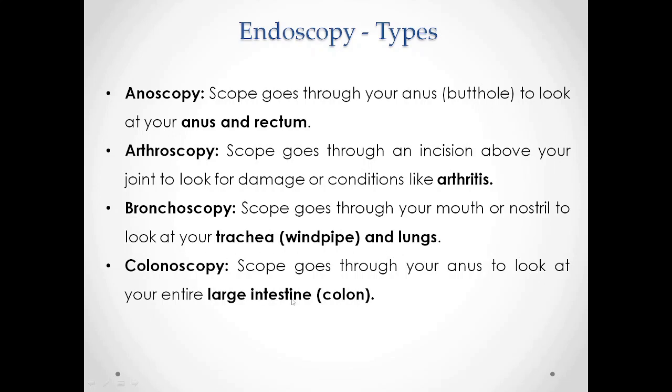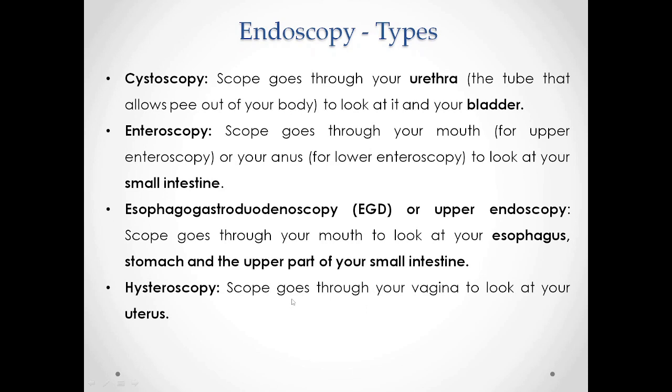Colonoscopy is to scan your large intestine. Cystoscopy is nothing but to see your urethra and your bladder. Enteroscopy is nothing but to look into your small intestine. Esophagogastroduodenoscopy, as we have seen earlier, is upper endoscopy wherein your esophagus, stomach and the upper part of the intestine is being scanned. Hysteroscopy is nothing but to look into your uterus, you scan through the vagina.